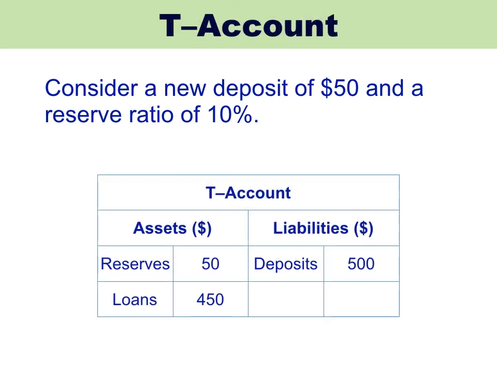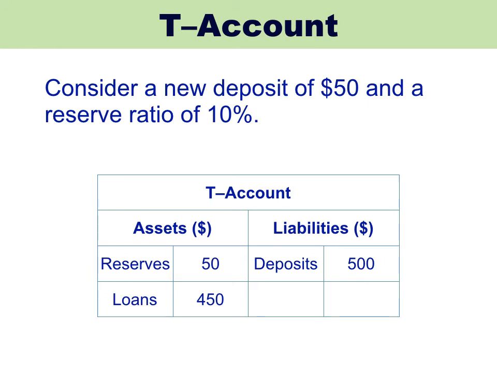We can see this in a T account. So those of you who have taken accounting, we can see exactly how it looks on a T account. We've got reserves of $50. We've got loans of $450. And we've got deposits of $500. Right, so the left side, the assets of the bank, are equal to the liabilities. So in the vaults is $50. That's what the bank owns. They have to keep 10% of the deposits.